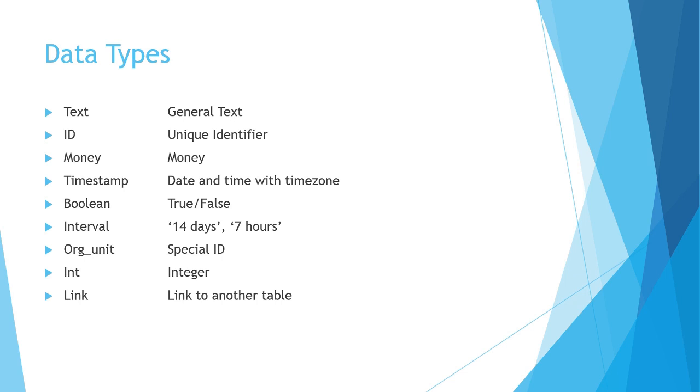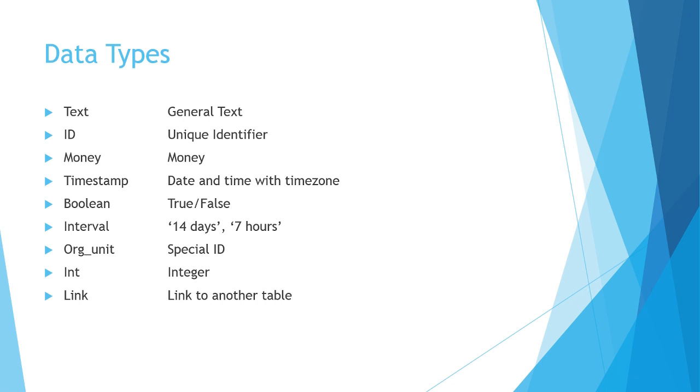Timestamps include both the date and time with the time zone information. Boolean fields are true or false. Intervals hold relative time frames. Most of the intervals are for checkout lengths, such as the ones here, 14 days and 7 hours. Org unit is a special ID. It has some special coding built in that allows it to work a little differently than normal IDs. We will be getting into that a bit more later.